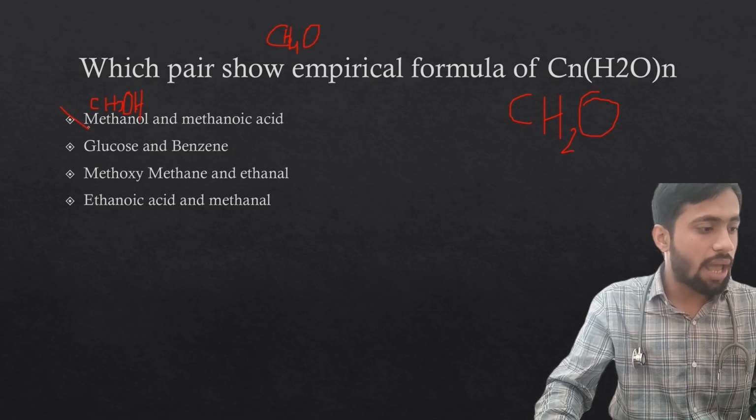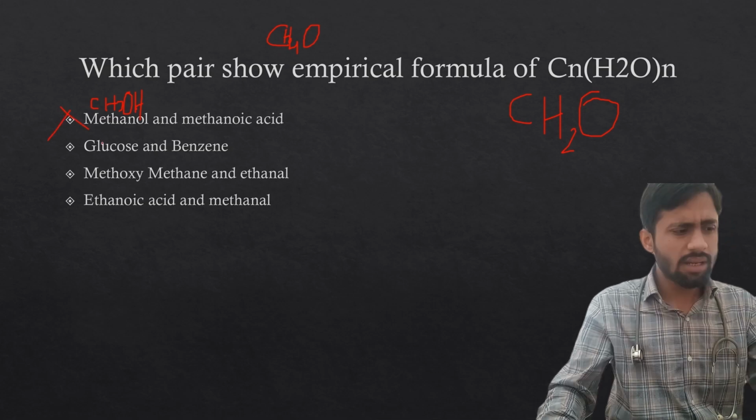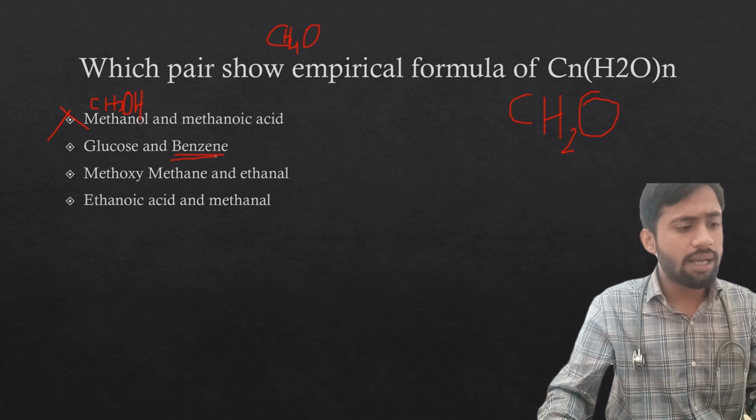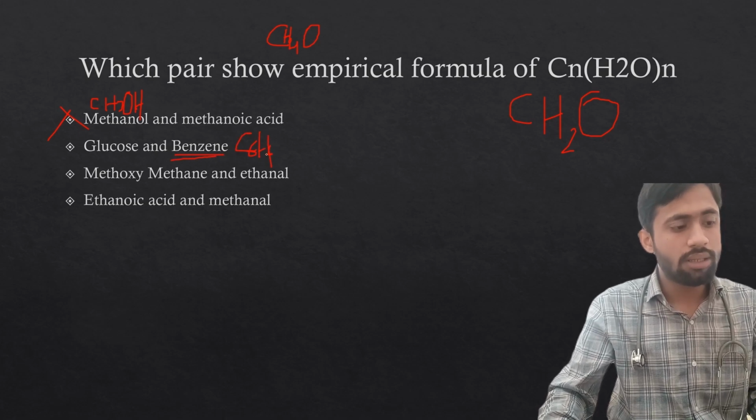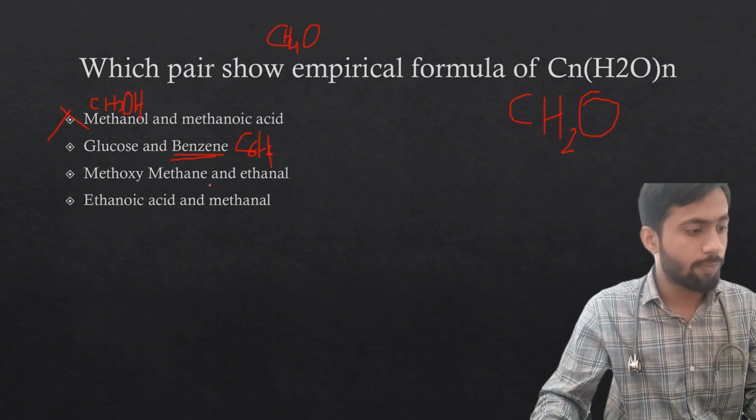CH4O. So alpha option is wrong. Let's move on towards second option. I think benzene does not follow. C6H6 will not follow this rule. So beta is also wrong.